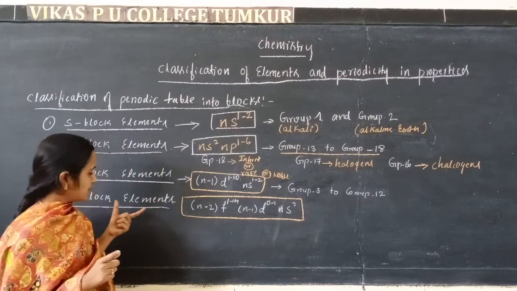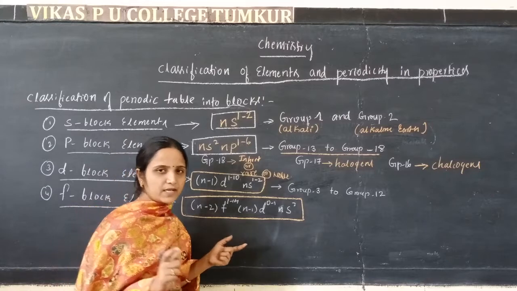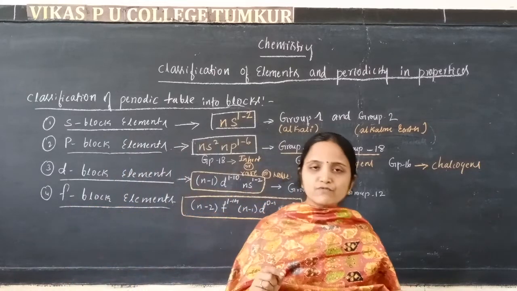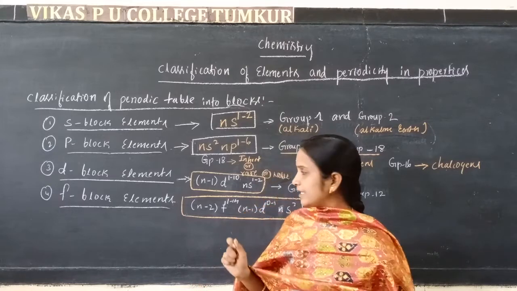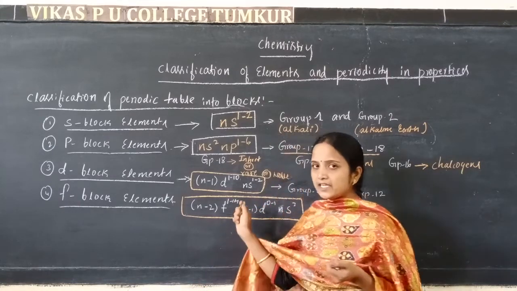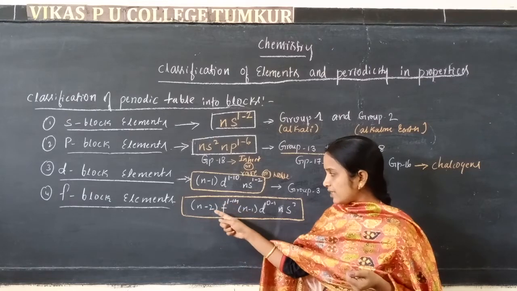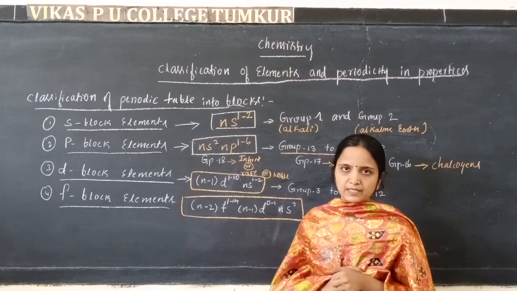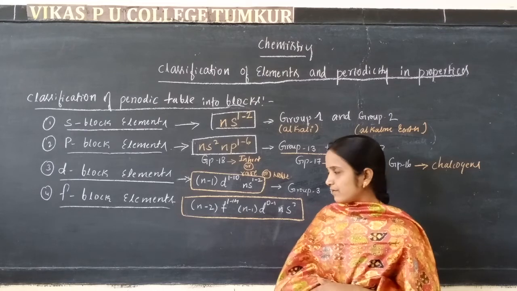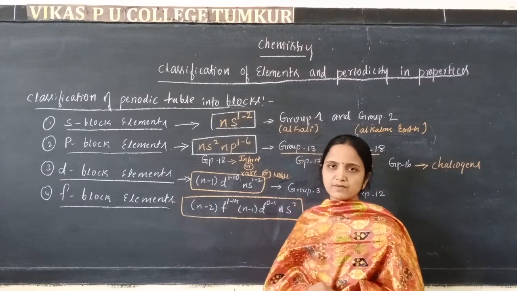The f block elements are the elements in which the differentiating electron enters the anti-penultimate shell, the f orbital of the anti-penultimate shell. That we call the f block elements.